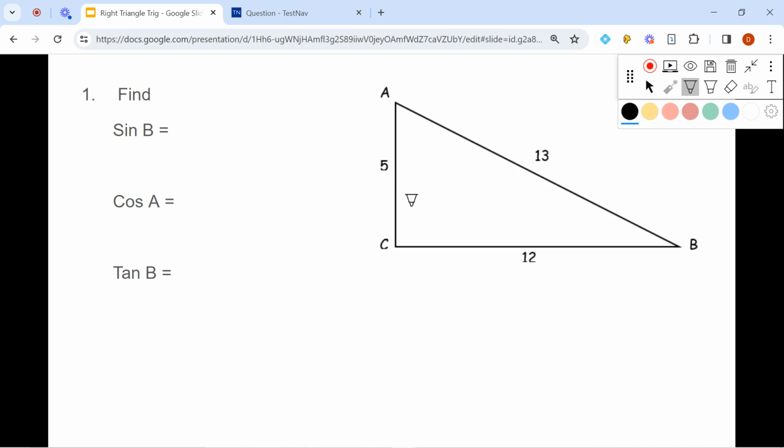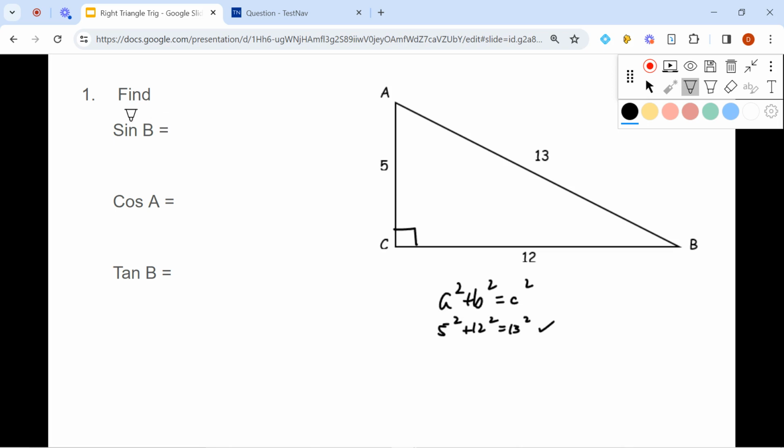Okay, so let's work on doing some of this. For example, here is a right triangle. There's a right angle at angle C. All three sides are labeled. Now remember, you could use the Pythagorean theorem to find the three sides if you wanted to. The Pythagorean theorem: a squared plus b squared equals c squared, where c is the hypotenuse. So 5 squared plus 12 squared would equal 13 squared. And sure enough, that's true. So this right triangle works.